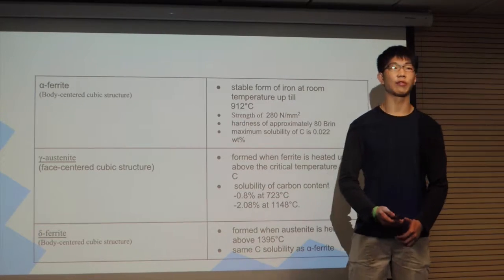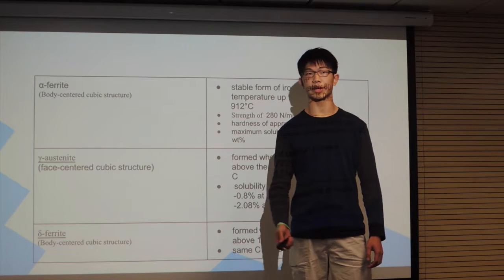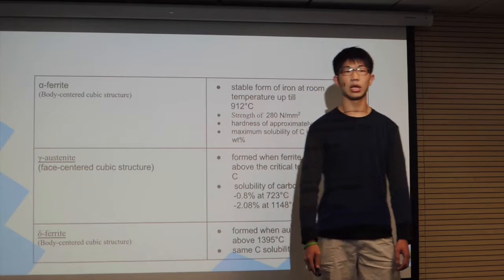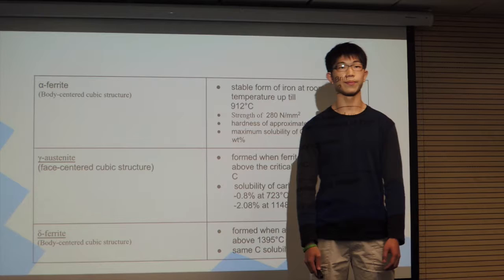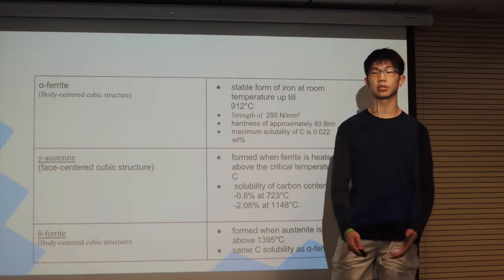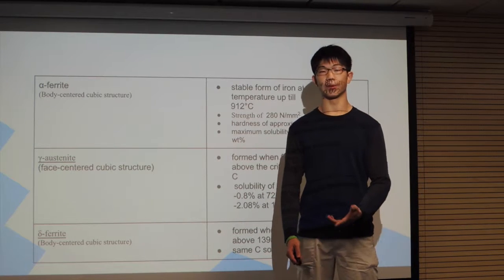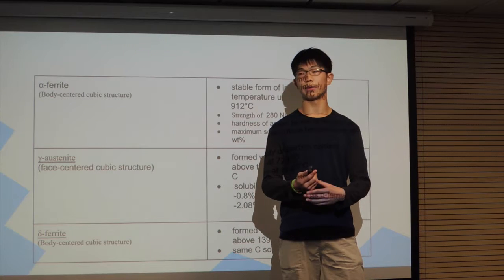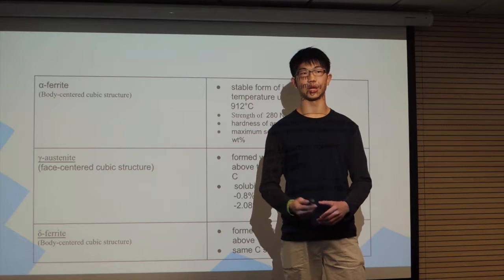The first one is ferrite. It has a body-centered cubic structure, and it is very stable at room temperature, or even up to 912 degrees Celsius. For its strength, it's quite high, like 280 newtons per square millimeter is found. It is also very hard, and it has a maximum solubility of carbon of around 0.022%.